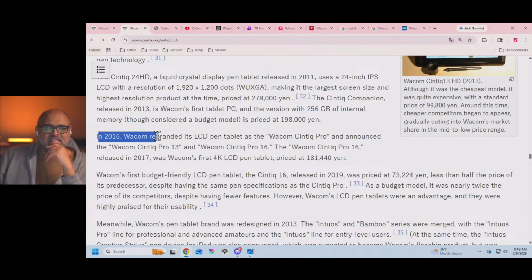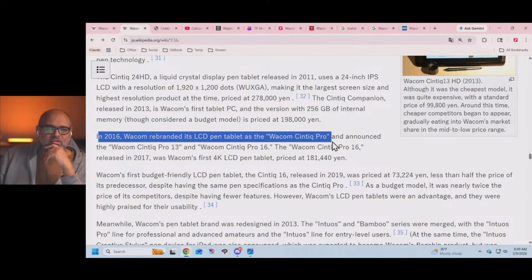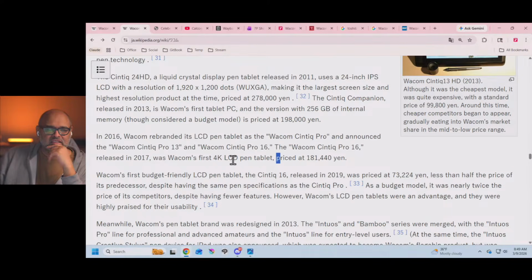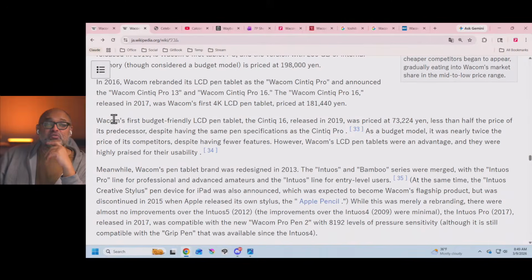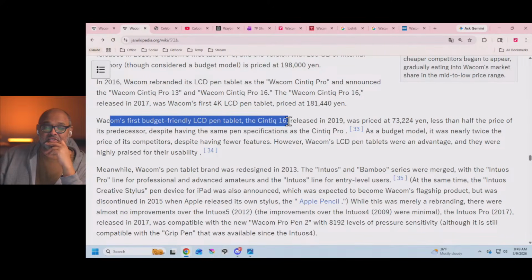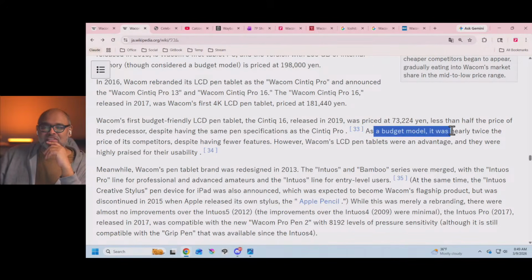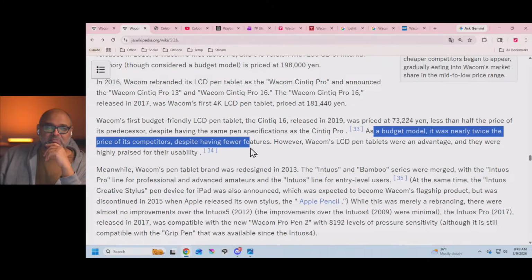Okay, 2016, rebranded the LCD pen tablet as the Cintiq Pro. Okay. The first budget-friendly tablet in 2019. So it's all going 2019 when we see a budget-friendly tablet. Oh, as a budget model, it's nearly twice the price of its competitors, despite having fewer features. Pretty harsh statement, but true.